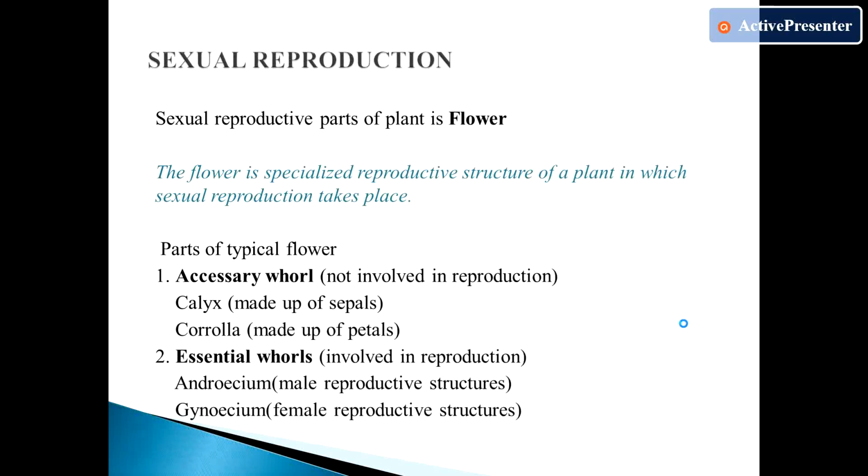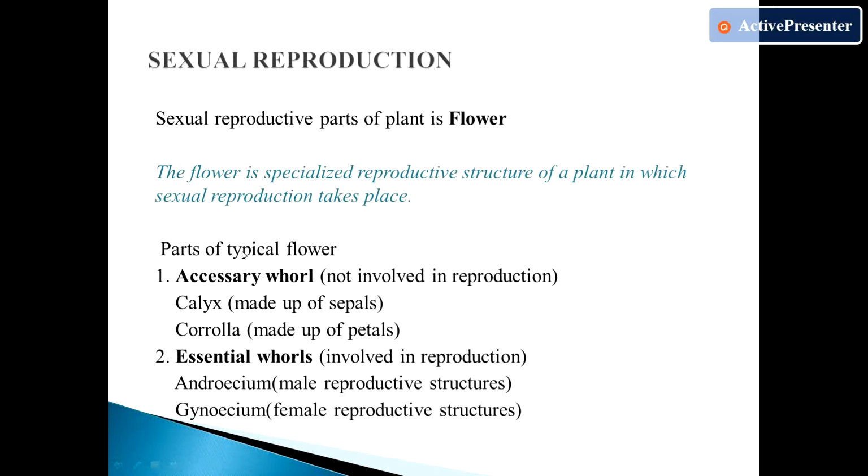Hi dear friends, now this is the second video, sexual reproduction. The sexual reproductive part of a plant is known as the flower. The flower is a specialized reproductive structure of a plant in which sexual reproduction takes place. In most angiosperms, that is flowering plants, the flower is the sexual reproductive part.